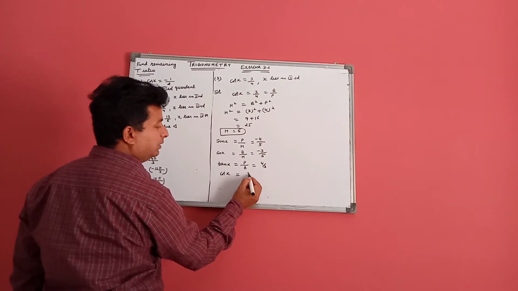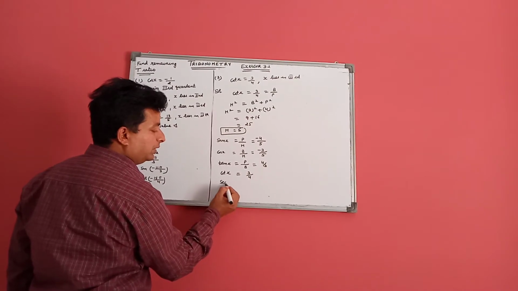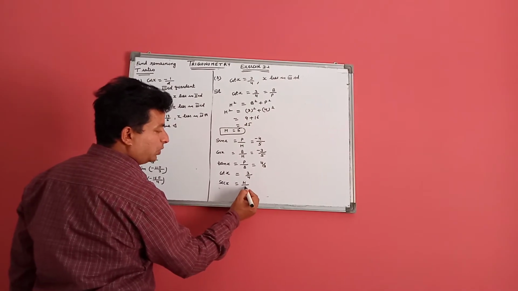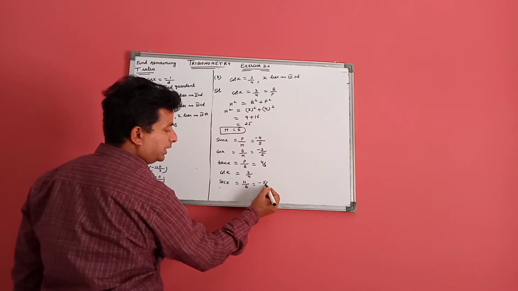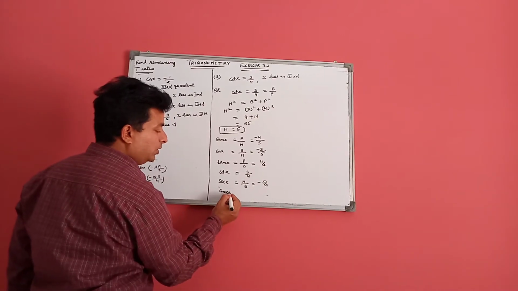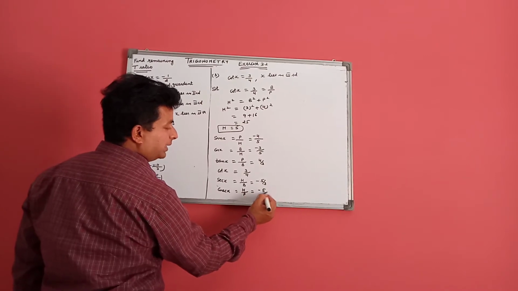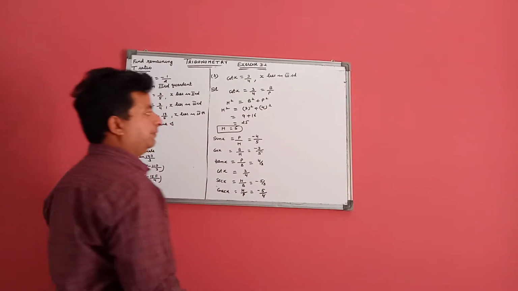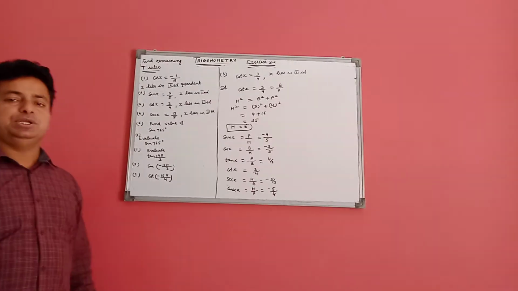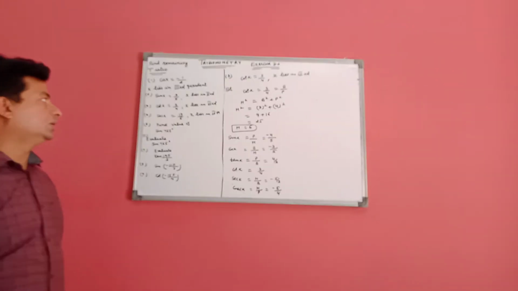Cot is given, 3 by 4. Secant is h upon b, it's also negative in the third quadrant. Cosecant is h upon p, it is also negative in the third quadrant. These are the remaining T ratios of question number third.